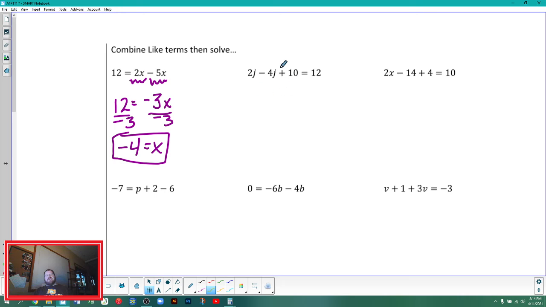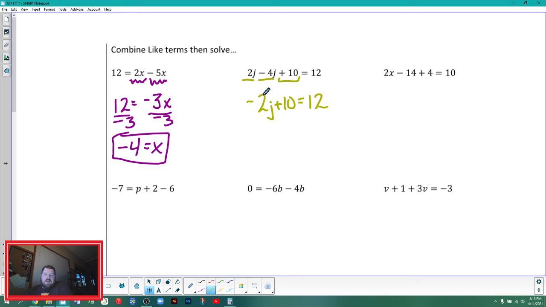In simplifying this side of this equation, I've got a 2j and a negative 4j, and then a 10. So the 10's good by itself. There's nothing to combine with that. But over here, I've got a little bit more work to do. 2 and negative 4 is going to be negative 2j plus 10 is equal to 12.